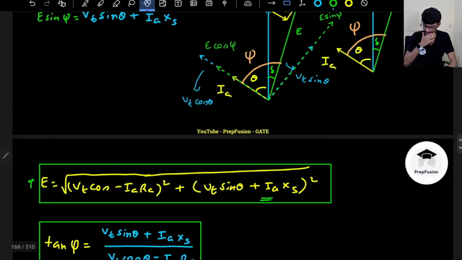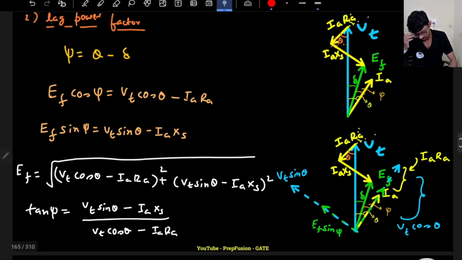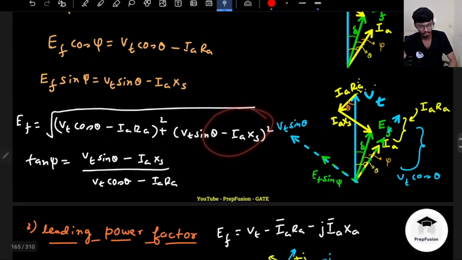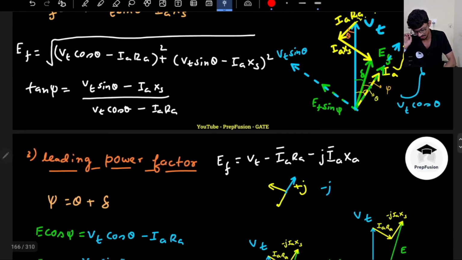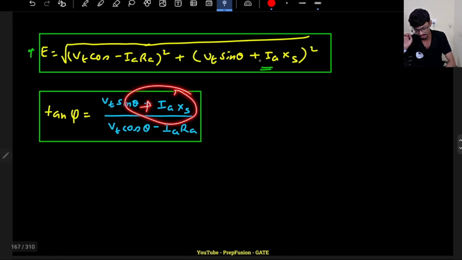You just remember for the leading case. For the lagging case, you just replace X_s with minus X_s, here plus here. Here also you replace X_s with minus X_s. If you replace X_s with minus X_s, this will become plus, this will become plus.